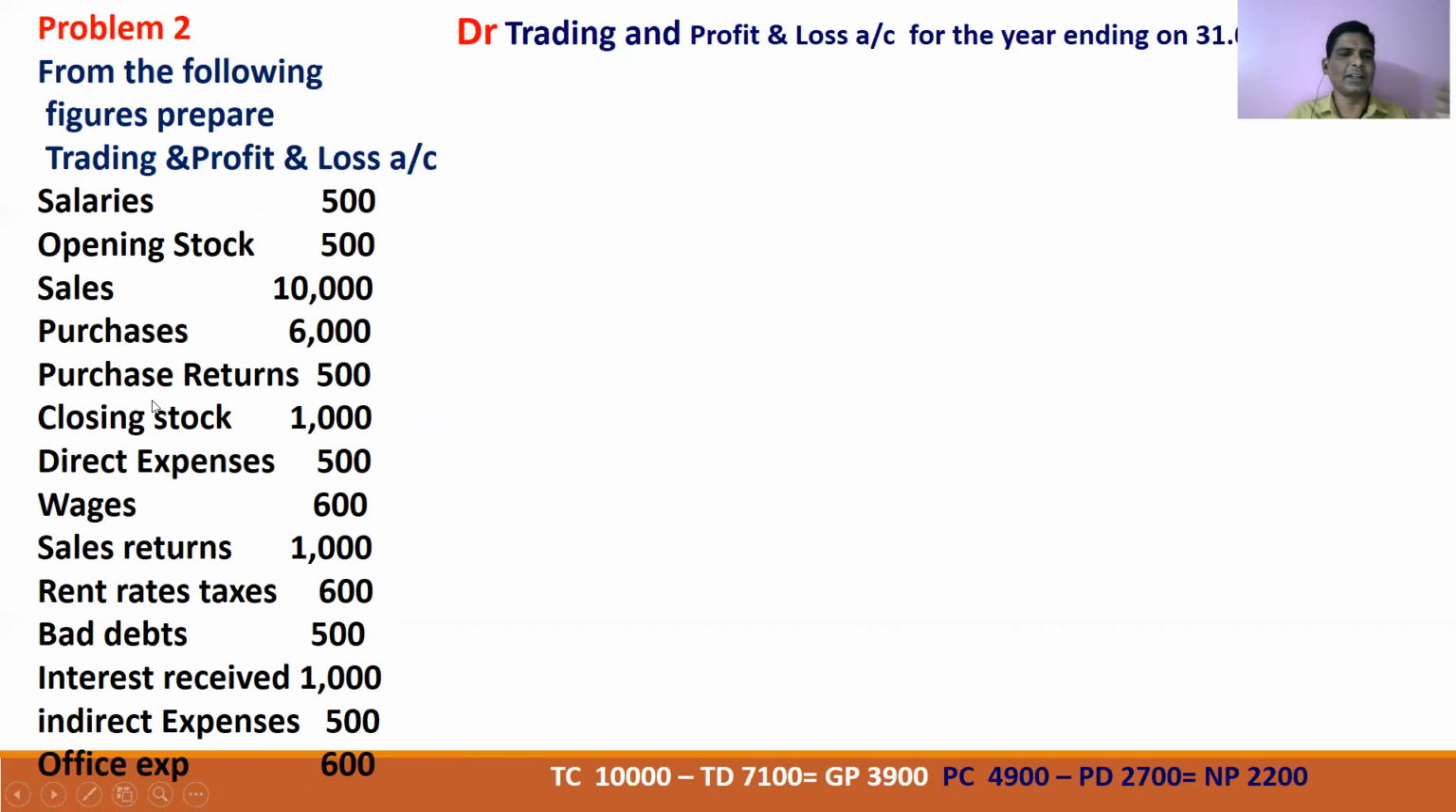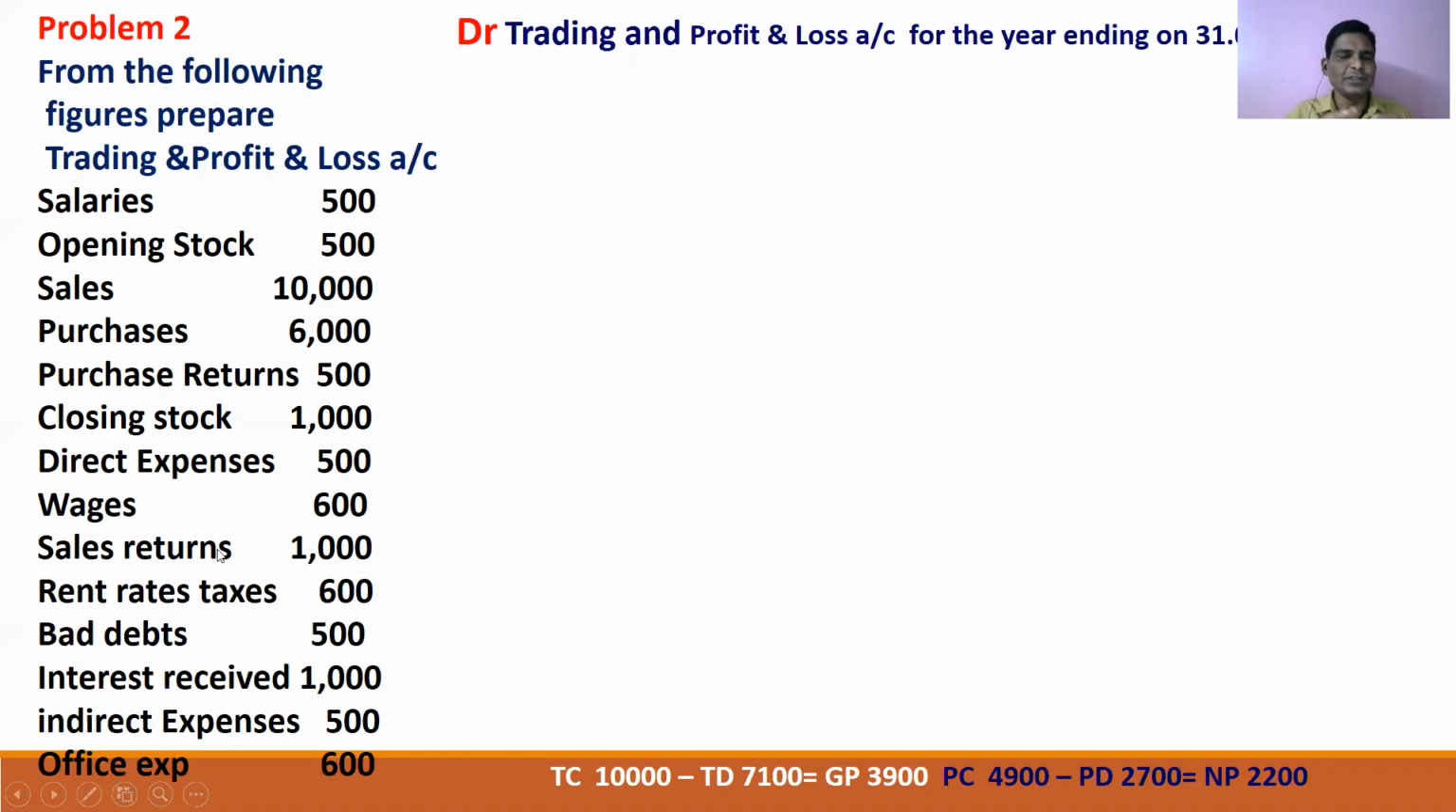One is TD, the trading account debit items. Second is TC, trading account credit items. Third one is PD, profit and loss account debit items. Fourth one is PC, profit and loss account credit items. You have to identify the 4 sections of final accounts. If you practice these 4 sections, and next also the balance sheet, 6 sections are available for you.